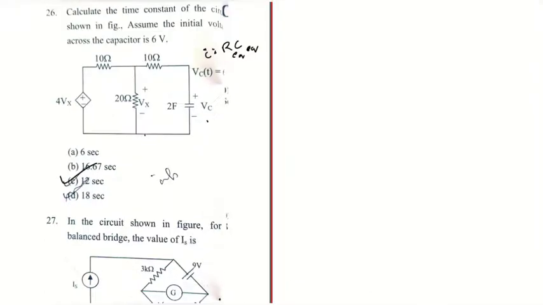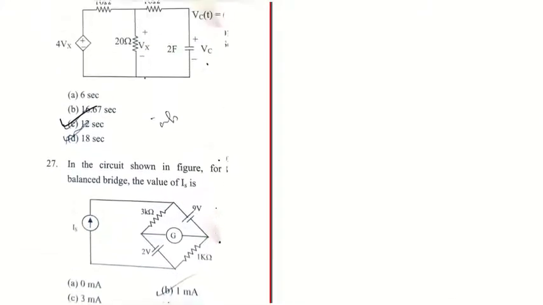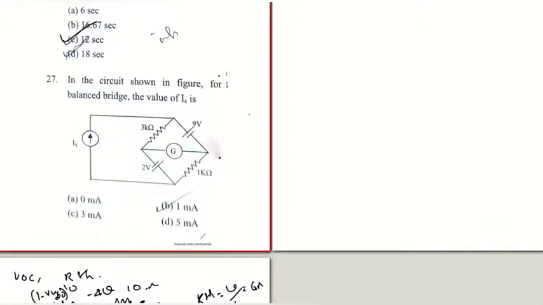in the circuit shown in the figure, for balanced bridge, the value of IS is, we have to find out the value of IS for the bridge to be balanced. That is, if the bridge is to be balanced, then no current should flow through this terminal, that is where the galvanometer is connected. So the voltage drop over here and here should be equal. That is, voltage drop across this 1 kilo ohm should be equal to 2 volt itself.